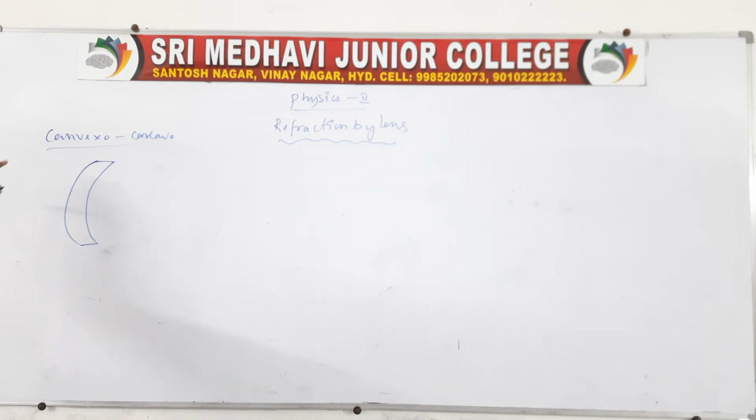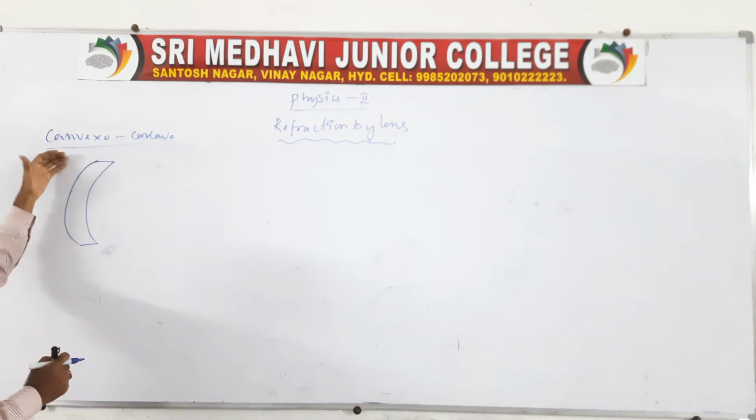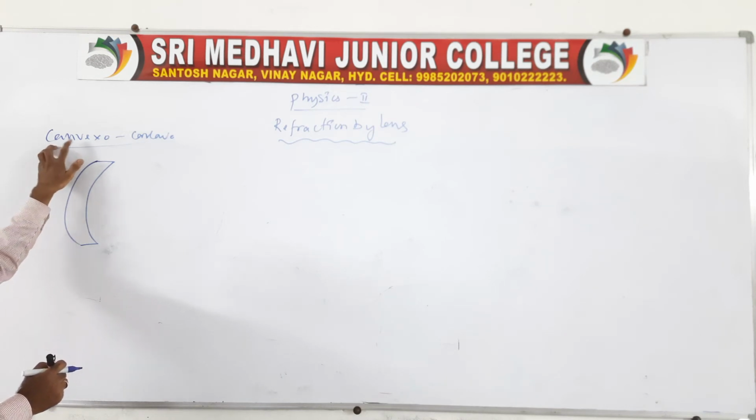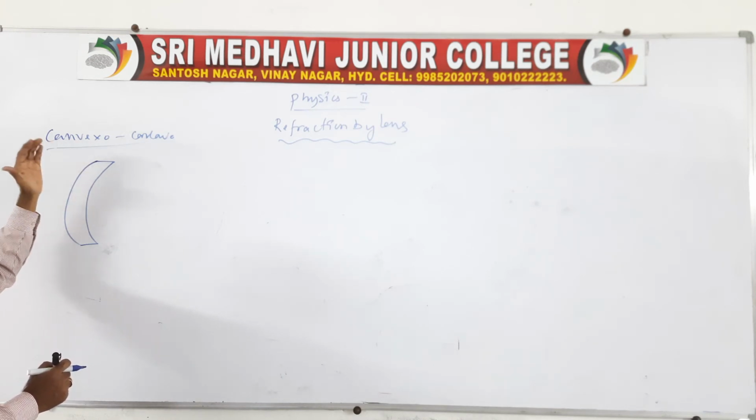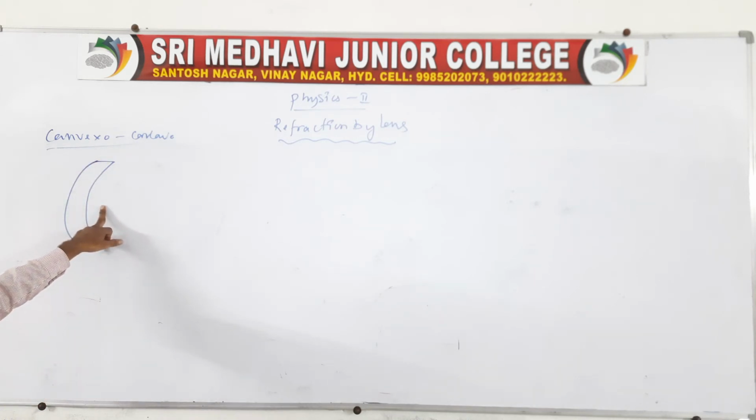Here you remember, while calling the name, because we are calling it convexo-concave, the first thing we are saying is convex. Therefore that surface is to be outside. So it is convexo-concave. In this case the first surface, as the name itself says, is convex, so that surface should be outside and the other surface should be inside. This is the convexo-concave.